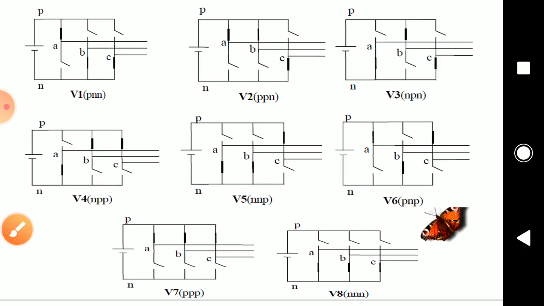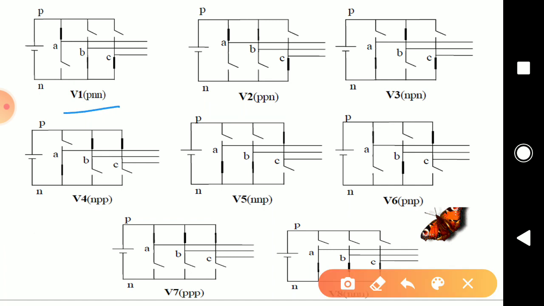You cannot change the order. So V1 should be PNN, V2 should be PPN, V3 should be NPN, and if you know 1, 2 and 3, you can write down 4, 5 and 6 because 4 is the complement of V1. V1 is PNN, so V4 will be NPP.